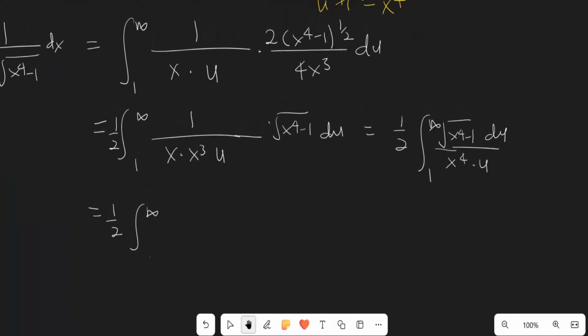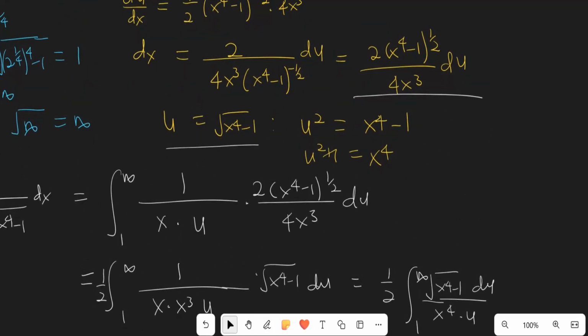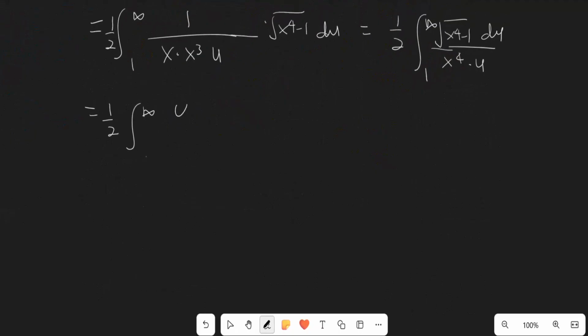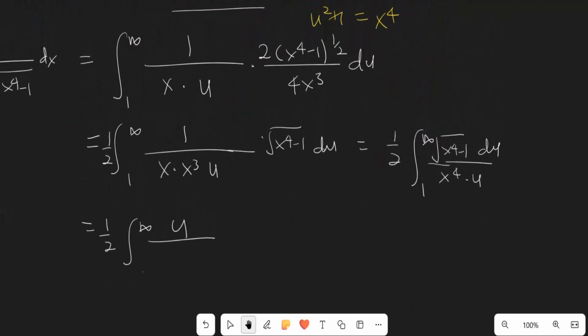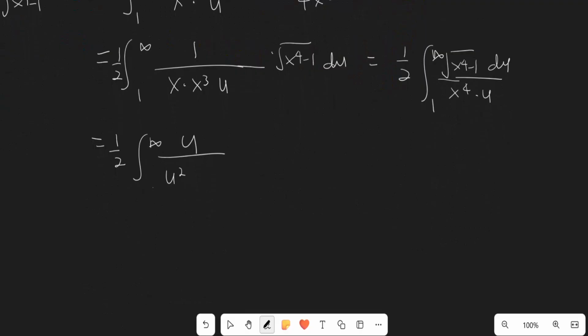What is the square root of x^4 minus 1? It is u from our original u-sub. So that is u divided by x^4. What is x^4? x^4 is u^2 plus 1. So that is u divided by (u^2 plus 1) times u du. So in the end, our integral evaluates nicely to 1/2 the integral from 1 to infinity of 1 all over u^2 plus 1 du.